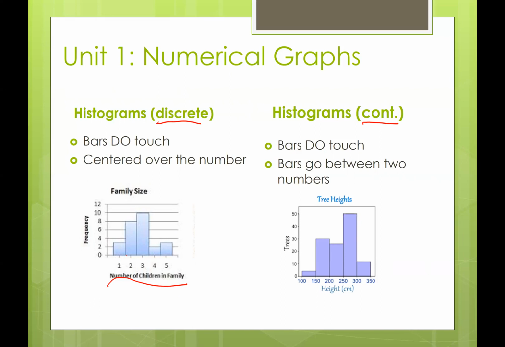For a continuous bar graph, you put the lines going between the points. So it looks like there are about 3 or 4 trees that have a height between 100 and 150 centimeters. And then there's about 30 trees that have a height between 150 and 200, and so on. Make sure, again, you label both axes, you include a title.